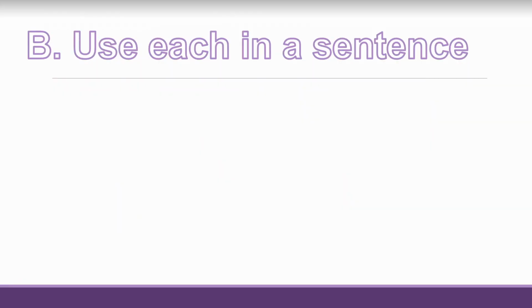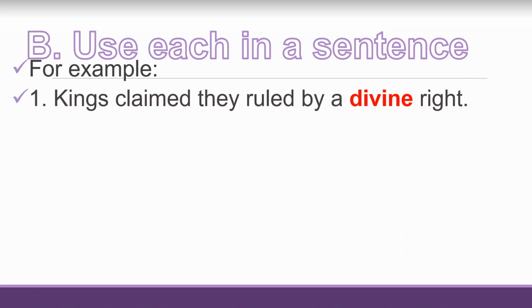So let's go back. So let's go to letter B. This is the second activity for today. You're going to use each vocabulary word in a sentence. So I'm going to give you 4 examples. Again, these examples, I made them and I researched actually for making these sentences. Alright? So you can do this also on your own. For number 1, I'm using the word divine. Okay?